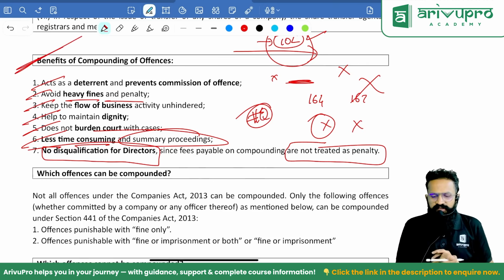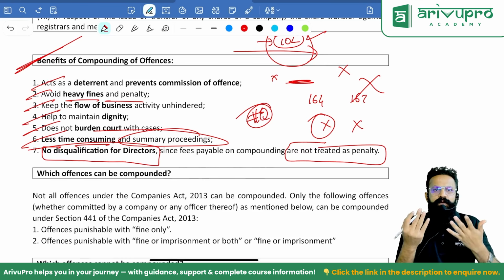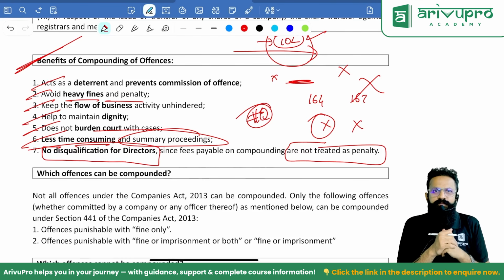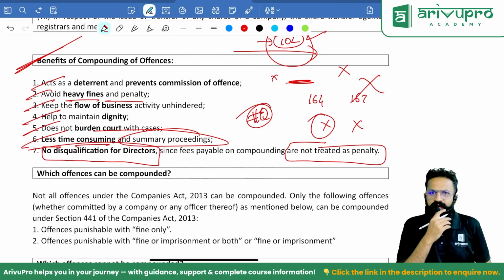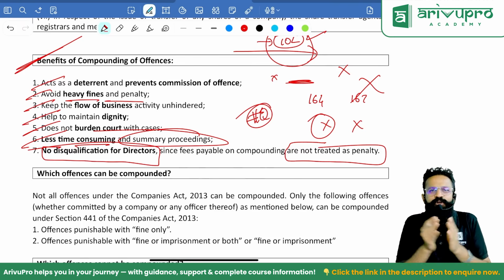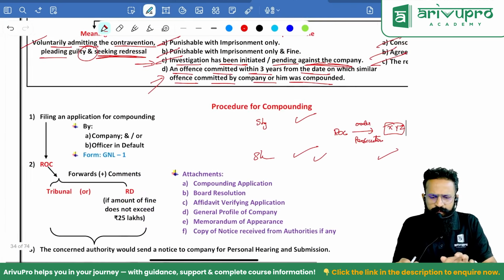Is it clear? So now we understood that compounding means we are going and accepting all the mistakes. Now the question is, sir, who will be the compounding authority? If a company or a director or any of us have done a non-compliance, whom should we go and agree with? We don't know, sir. For that, people, we have a procedure. Now, what is the procedure, sir?